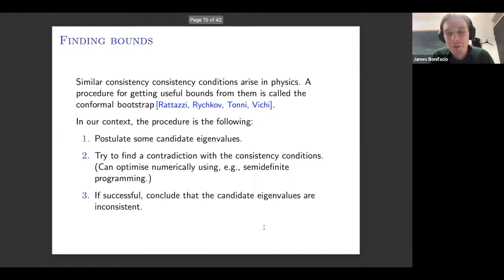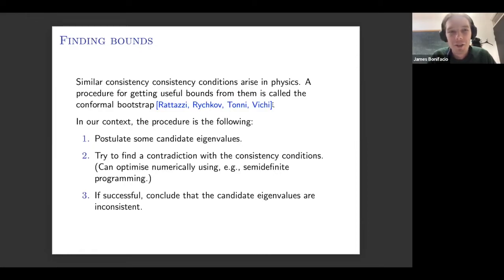And so this problem also arose in an area of physics called conformal field theory, where there were these consistency conditions, and for a long time it wasn't really known how to, in general, get useful information from them. But then there was this breakthrough in 2008 by Rattazzi, Rychkov, Tonni, and Vichi, these physicists, who found a way of getting useful information from these consistency conditions. And this goes under the name the conformal bootstrap, or the modern conformal bootstrap.